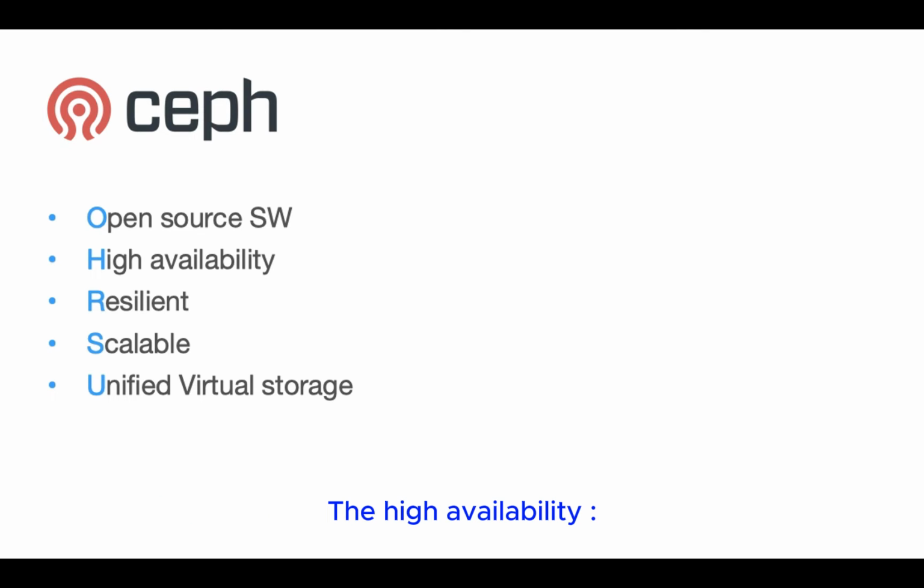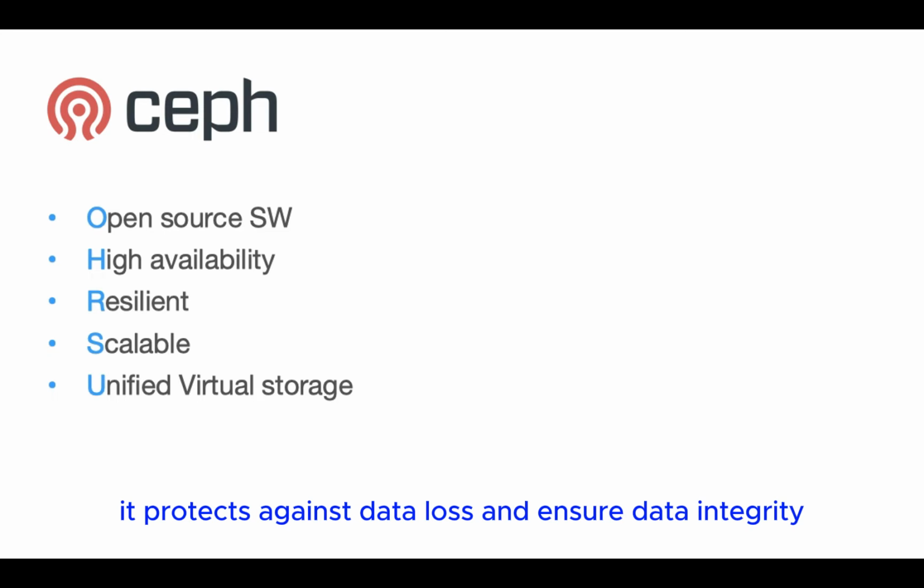High availability. The open source software is designed for uninterrupted operation with no single point of failure. This high availability is essential for mission-critical applications where downtime is not an option. Resilience. Ceph resilience is unparalleled. By replicating data across multiple nodes, it protects against data loss and ensures data integrity.